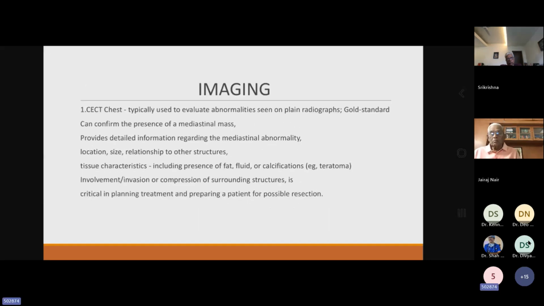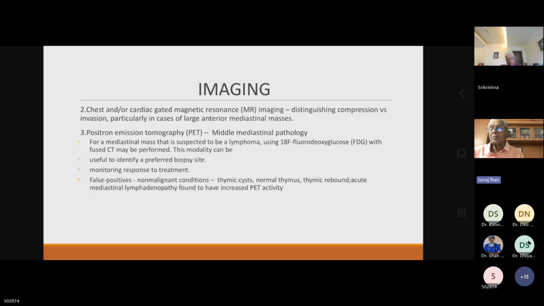Imaging. CECT chest is typically used to evaluate the abnormalities which are seen on the radiographs. Gold standard, it can confirm the presence of the mediastinal mass. It provides detailed information regarding the mediastinal abnormality, location, size, relationship to other structures. Tissue characteristics, including the presence of fat, fluid, or calcifications, can be seen on CT. Involvement, invasion or compression of surrounding structures is critical in planning treatment and preparing a patient for possible resection.